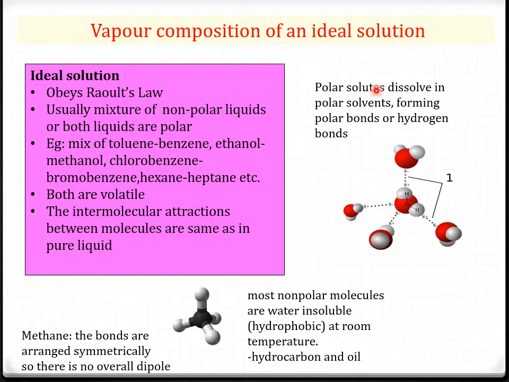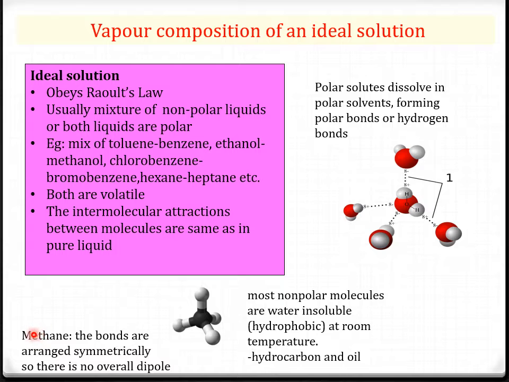A polar solute will dissolve in a polar solvent. This follows the rule of thumb, like dissolves like. When a polar solute dissolves in a polar solvent, it will form polar bonds or hydrogen bonds. Most nonpolar molecules are water insoluble, which is hydrophobic at room temperature. For example, we have hydrocarbons such as methane, ethane, or propane, and oil.